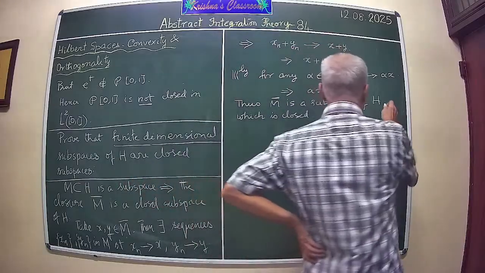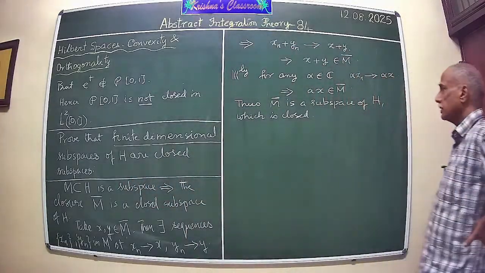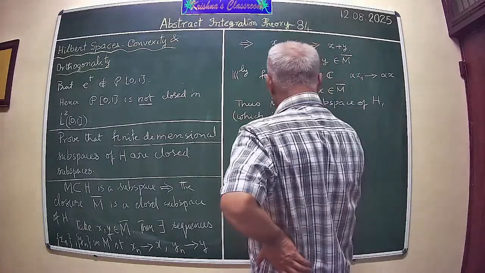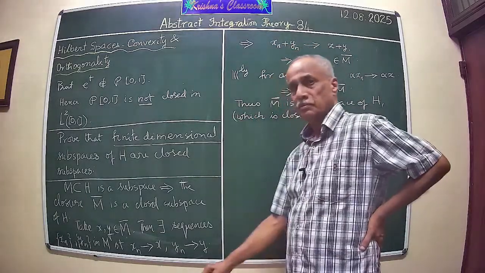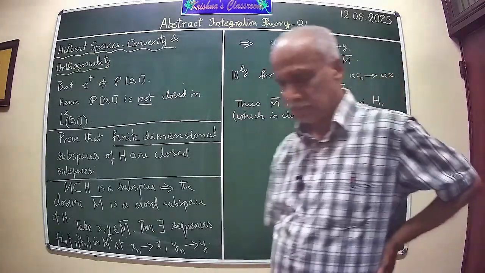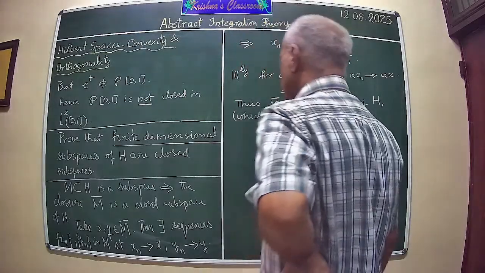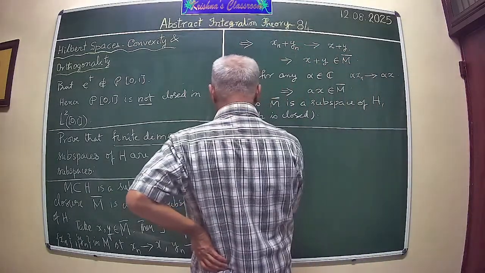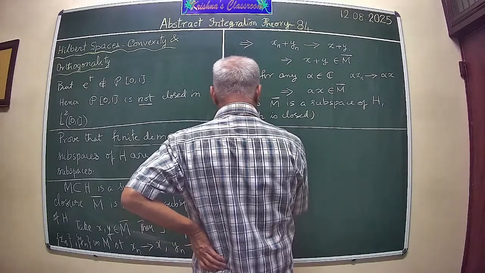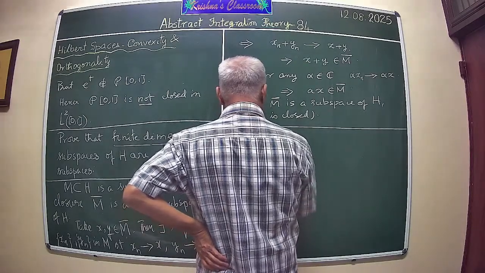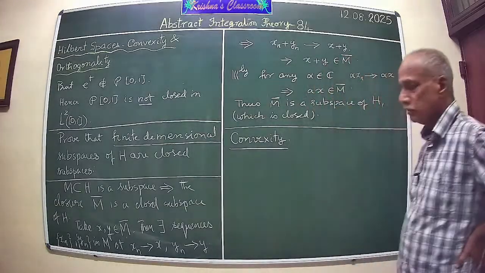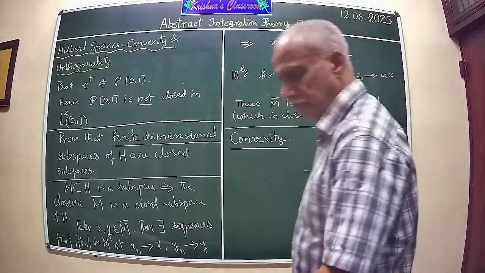So M closure is a subspace of... Okay, so that is done. Now we introduce the concept of convexity. Convexity. So, definition.